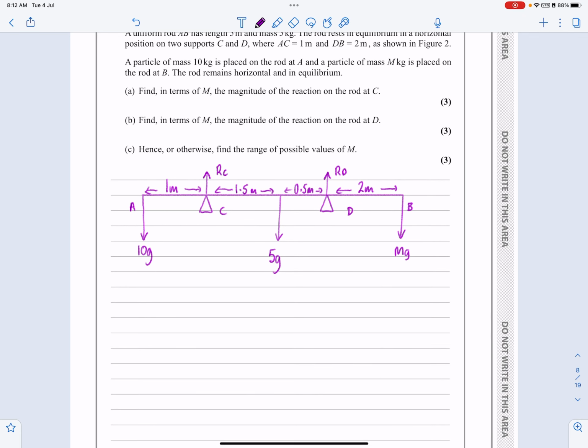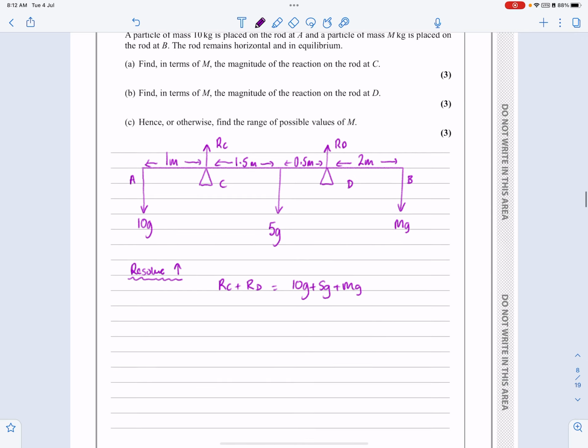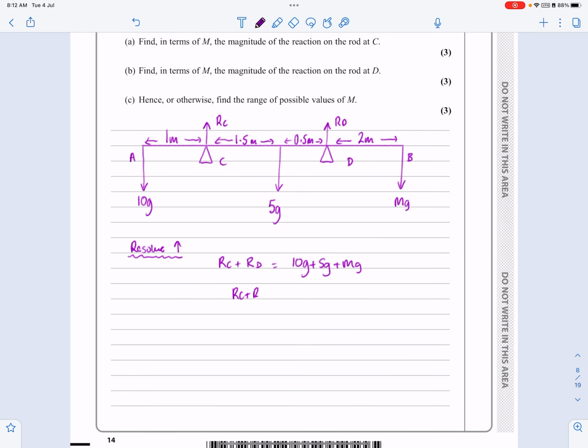Let's tell the examiner what we're doing. So resolve vertically means that RC plus RD are in equilibrium, so they're the same as 10G plus 5G plus mg. I can just tidy that up, not a lot, just one simple step to make that 15G plus mg there. So that's going to be useful later on. I've got a relationship now between RC and RD. What that means is if I work out RC, then I can get RD by rearranging it, or if I get RD, then I can work out RC by rearranging it.